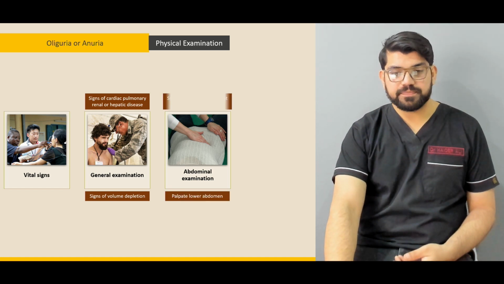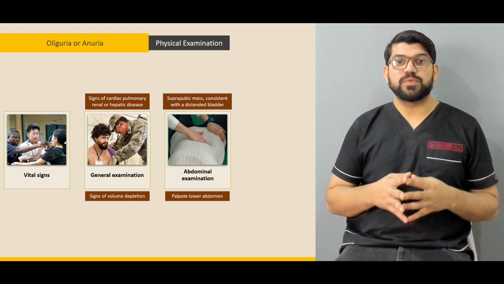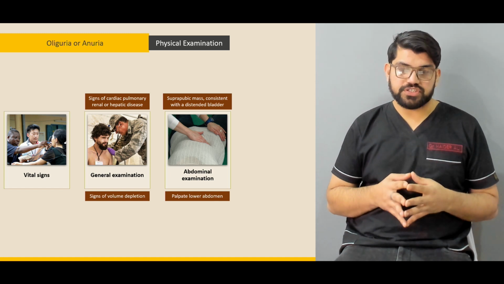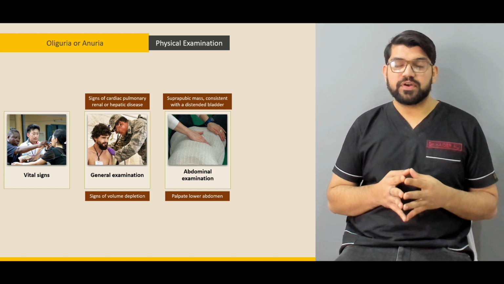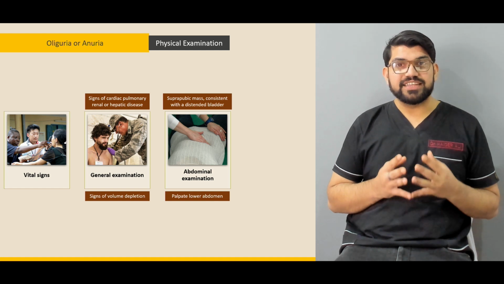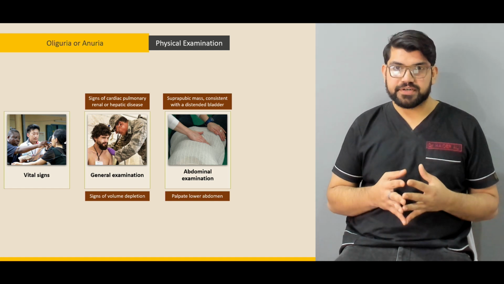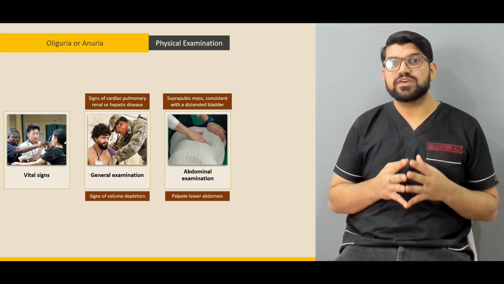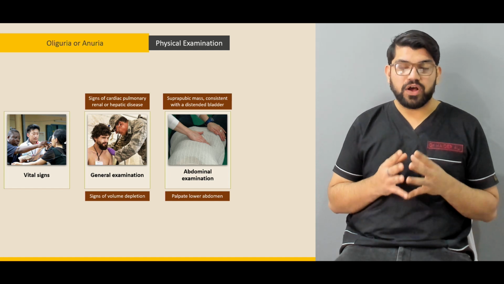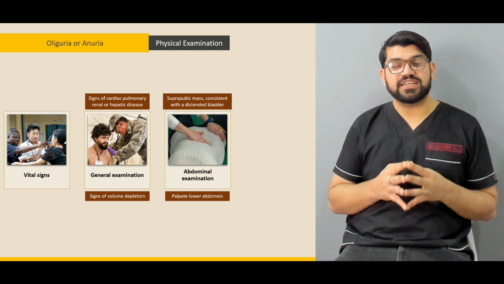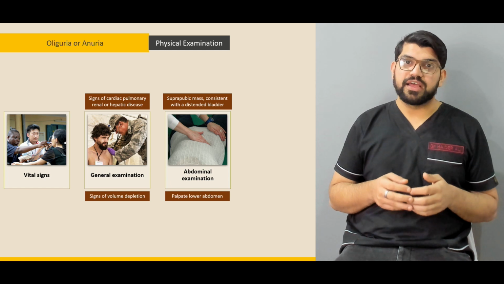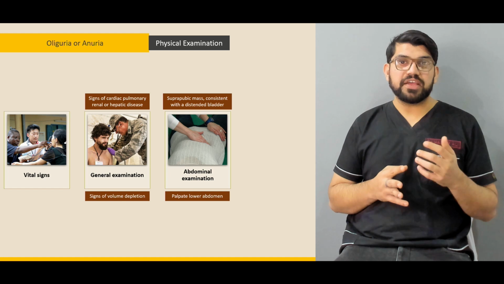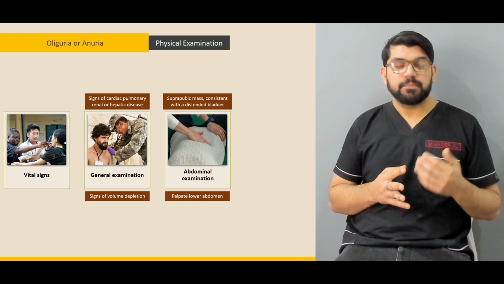Palpate the lower abdomen for a suprapubic mass consistent with a distended bladder. At times this happens when there is obstruction of the urinary outflow or impairment of renal drainage. There is a palpable bladder, which is firm, not hard, on palpation, and dull on percussion if there is increased fluid accumulation in the bladder. So this is a sign of obstruction; the patient cannot pass urine because of an obstruction.